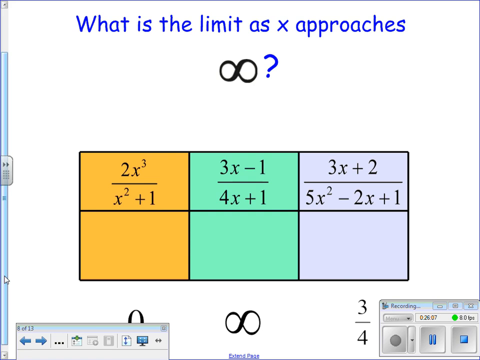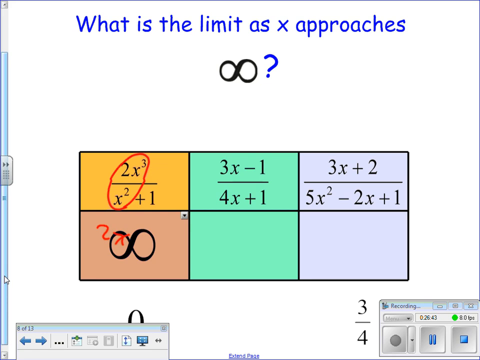Now I actually want to look at that. That's my end behavior model for that function, because as x gets big, the plus 1 in my denominator is meaningless. So it's essentially 2x cubed over x squared. And when I simplify this down, what do I get? I get 2x. As I approach infinity, what does that approach? It approaches infinity.